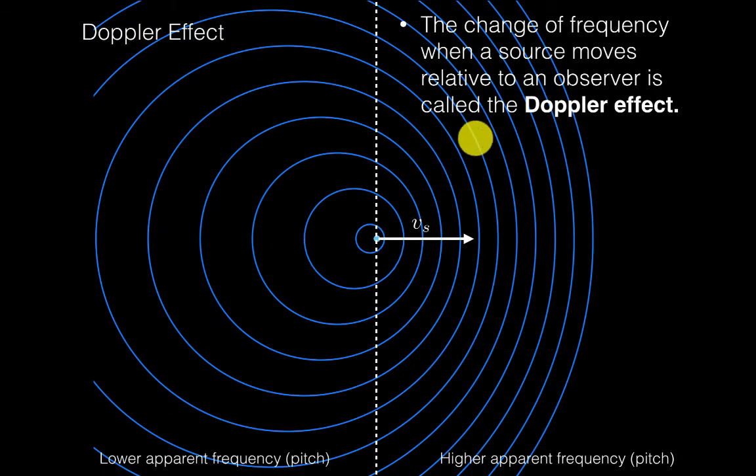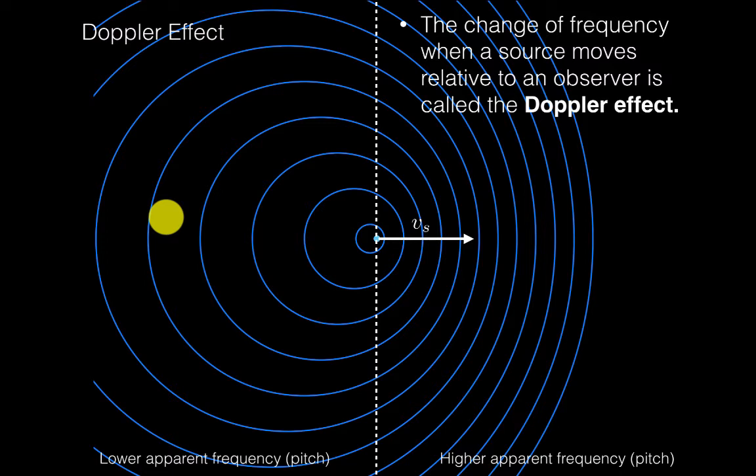So the change in frequency when a source moves relative to the observer is called the Doppler effect. And just to solidify what we talked about here, if the velocity of the source is to the right, in front of the source, or with an approaching source, we hear a higher apparent frequency or pitch, and behind the source there's a lower apparent frequency or pitch.